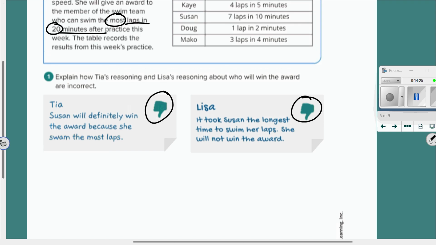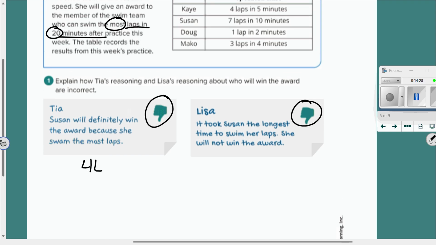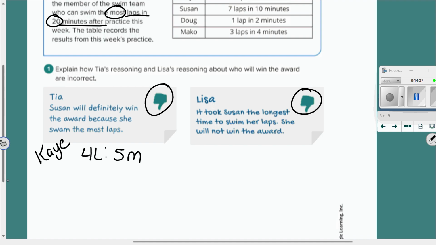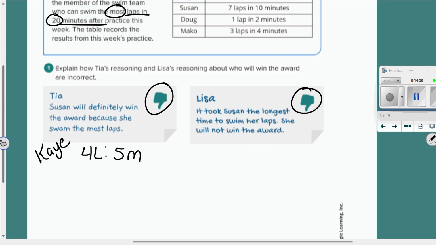So let's look at Kay. Kay can swim 4 laps in 5 minutes. What do we know from our problem that we need to get to? What's part of the award? The most laps in 20 minutes is the only other information we have. So what am I doing to 5 minutes to get to 20 minutes? Times 4. So I have to do the same thing to the other side to make an equivalent ratio. So how many laps did she swim in 20 minutes?